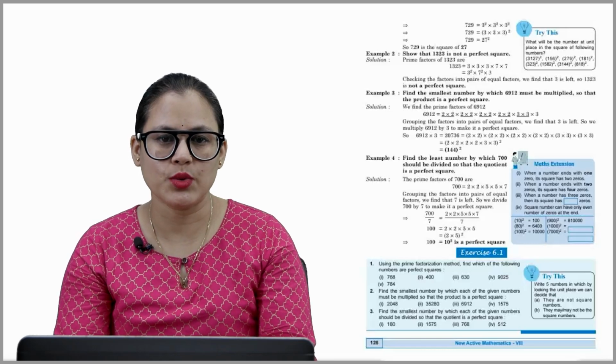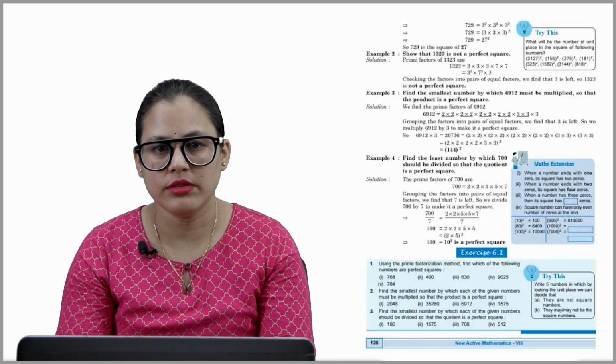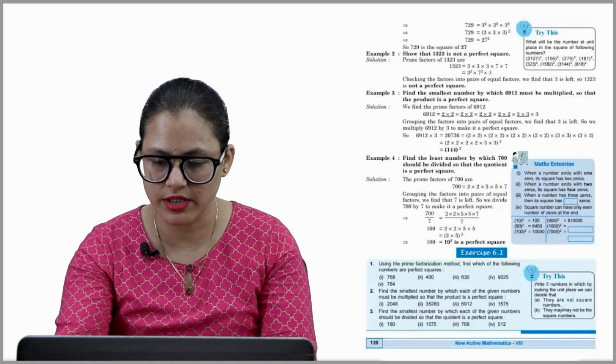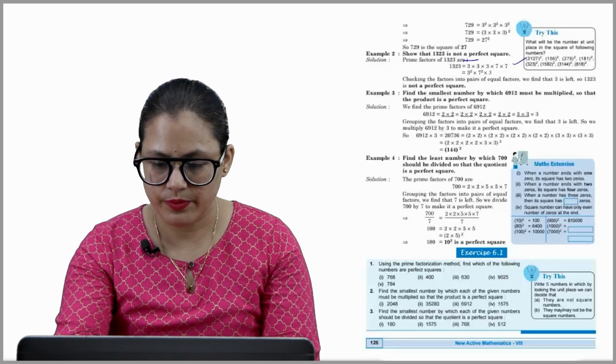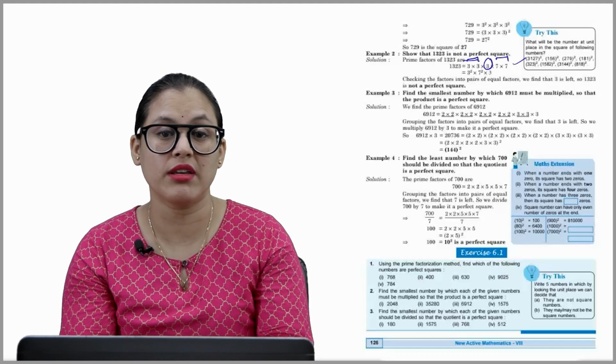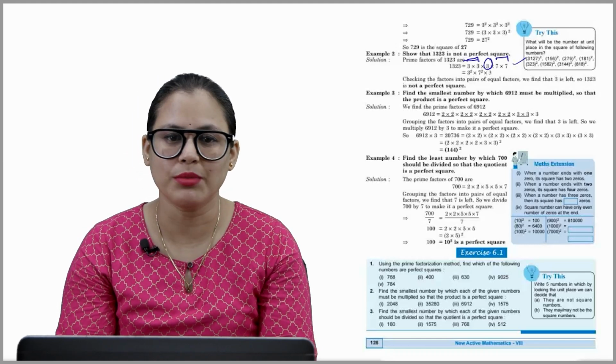Example 2, show that 123 is not a perfect square. First, we will find out the prime factors, and prime factors are given here. You can see this number is not making any pair. So, this is not a perfect square.